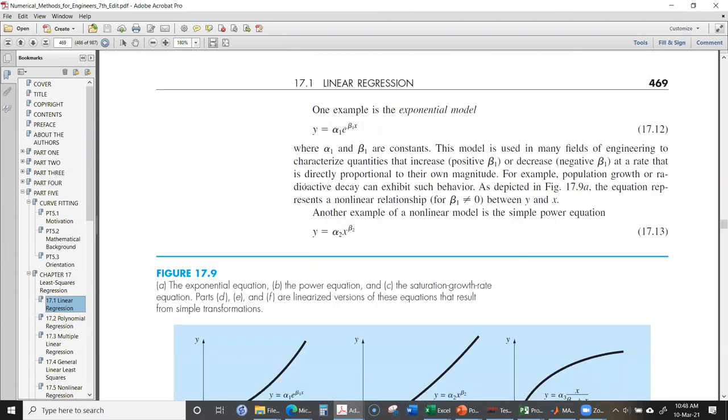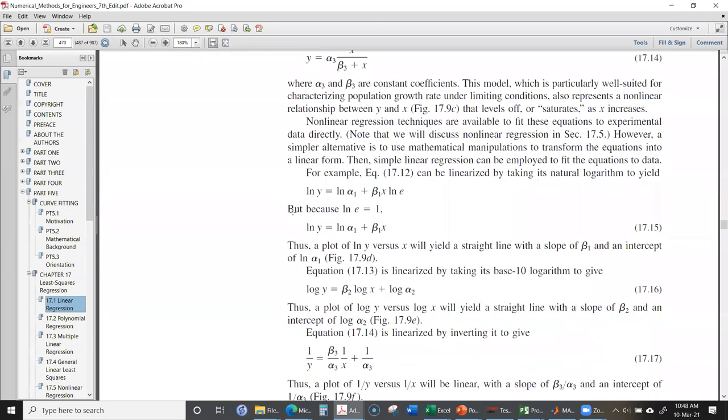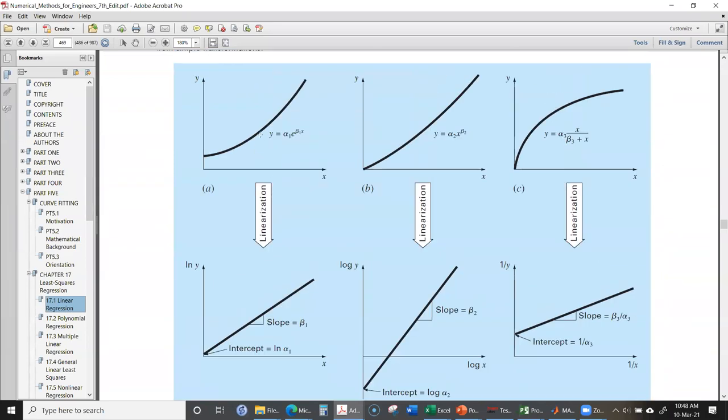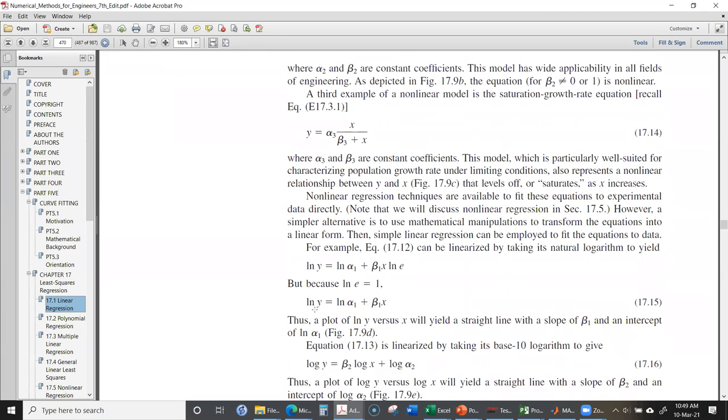So for example, if we have this curve, y is equal to alpha 1 e power beta 1 x. For this curve, if you take the log of both sides, it will be natural log y is equal to log of alpha 1 plus beta 1 x log e. So since log e is equal to 1, this equation reduces to log y is equal to log alpha 1 plus beta 1 x.